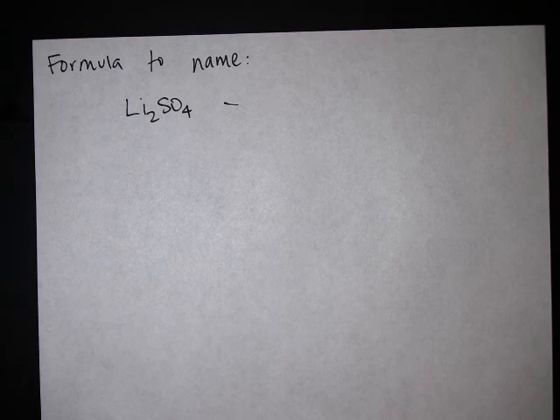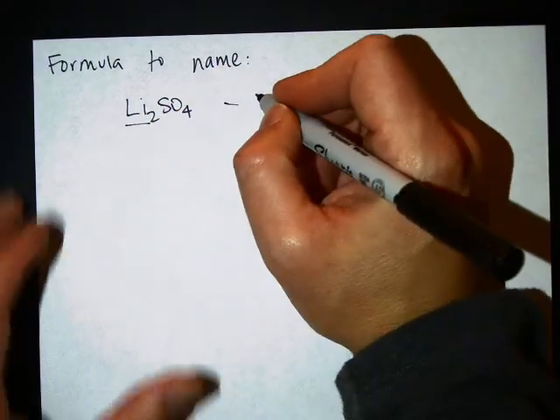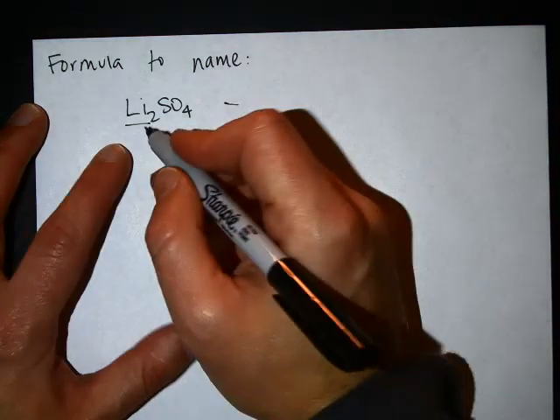What you need to remember for formula to name is that even if it looks complicated, there's only ever two things in an ionic compound. I'll say it again. Even if it looks crazy complicated, really an ionic compound only has one thing that's positive and one thing that's negative. So in this case, almost always you can just name the metal, unless it's ammonium, then you can just name the first one.